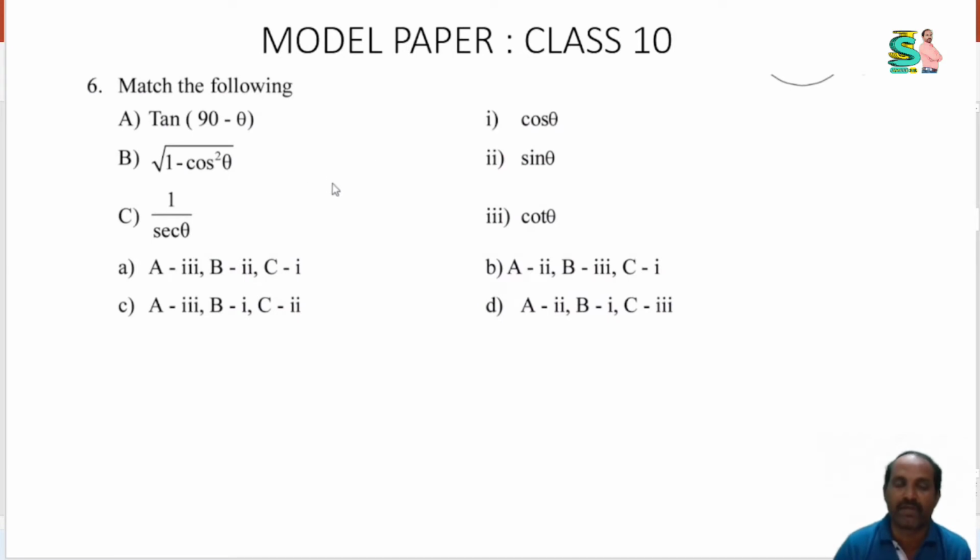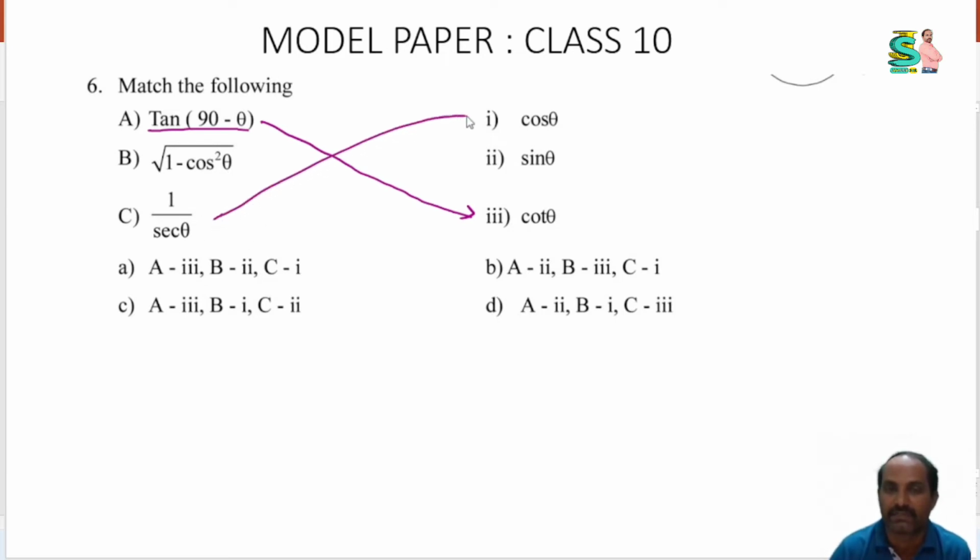Now next, the sixth question. In the sixth question, it is given: match the following. Already we know that tan of 90 minus theta is cot theta. And the easiest one to match first: 1 by secant means cos. 1 by secant is cos. And the remaining one is sine.